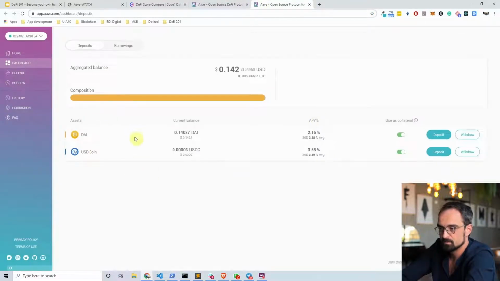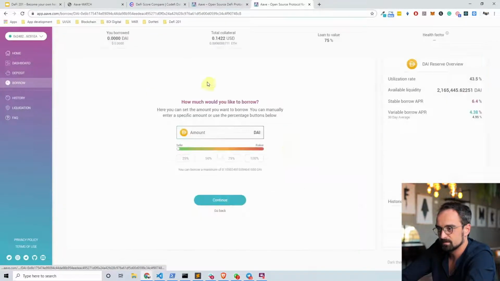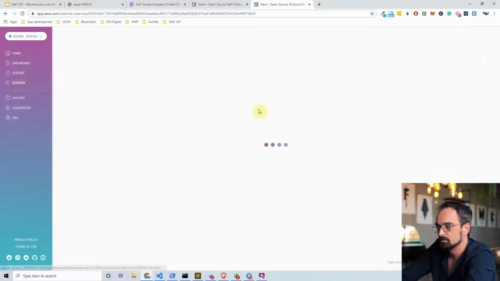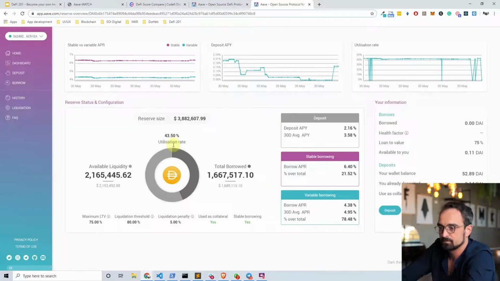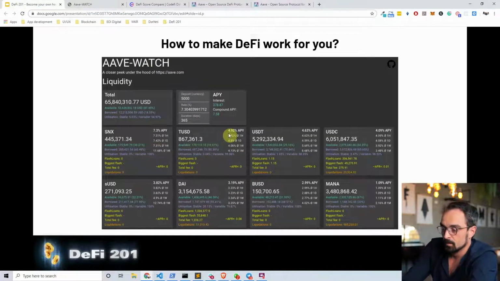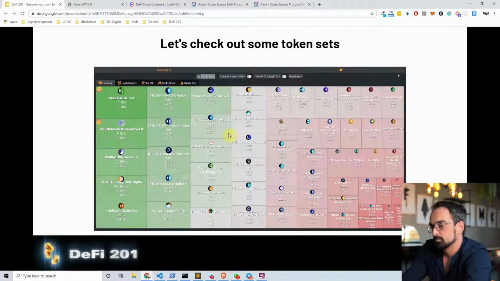As you can see here, we can click on these different assets, and then we can actually look into the metrics of DAI, for example. You can see here they really made a nice upgrade to their dashboard. And you can see the amount borrowed and the amount available for liquidity. All right. So that's pretty cool.